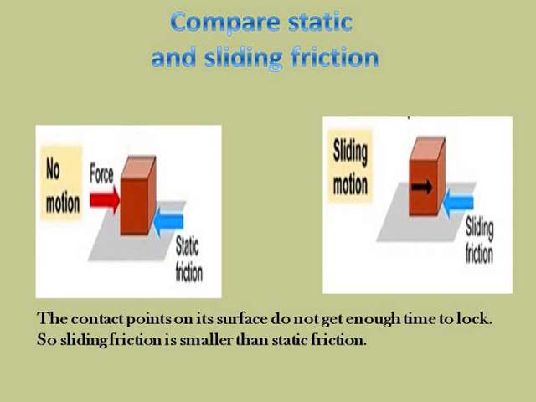When the box starts sliding, the contact points on its surface do not get enough time to lock into the contact points of the floor. So, the sliding friction is slightly smaller than the static friction.